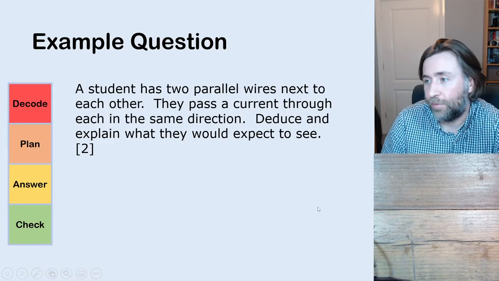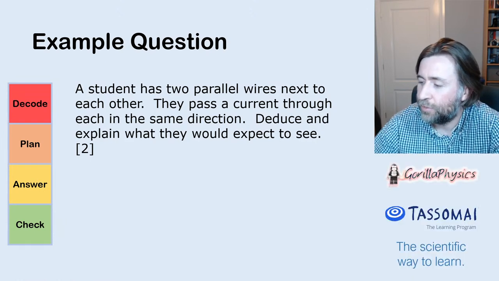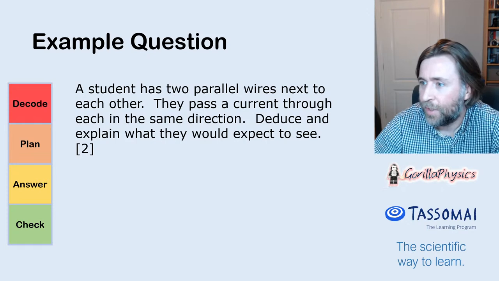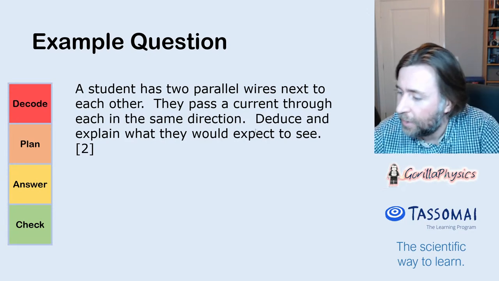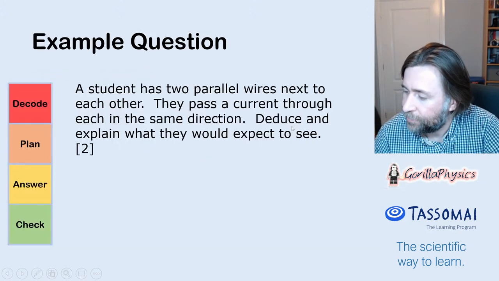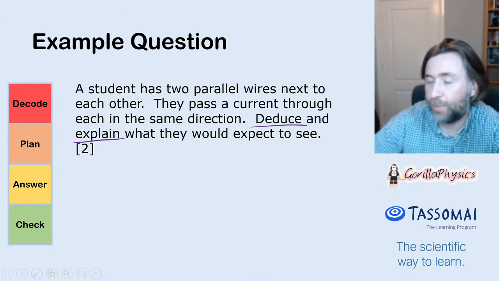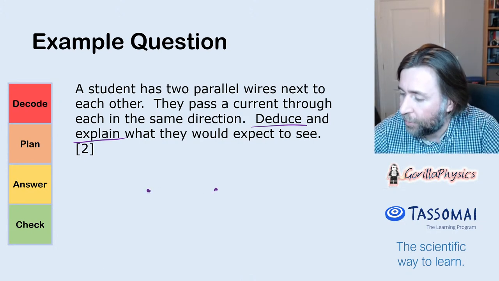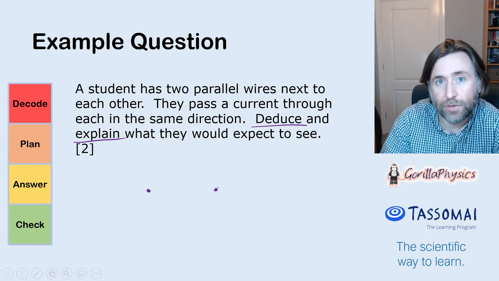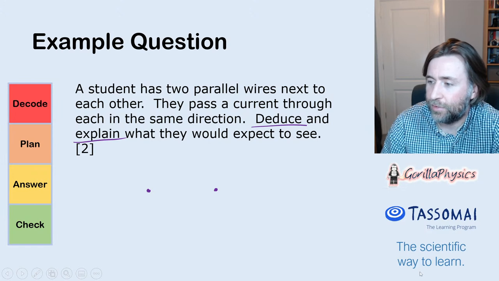And here's an example of applying that. It's a bit harder now, okay? So a student has two parallel wires next to each other and they pass a current through in the same direction. Deduce and explain what they would expect to see. So if we just actually think about it, you don't need to draw the diagram to actually answer that, but let's imagine two currents coming up at us out of the page.